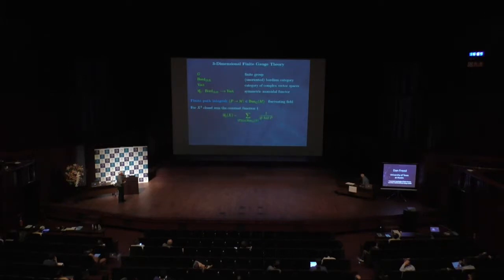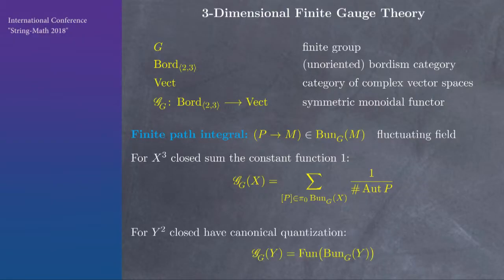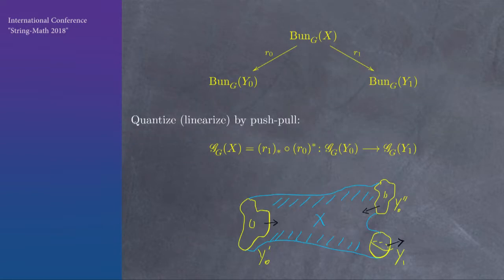And to get the invariant of a closed 3-manifold, we just count them, but we count them weighted by automorphisms. For a closed 2-manifold, we could think of doing quantization. We take functions on those bundles. And if we have a bordism in general, then these fields form a correspondence diagram.